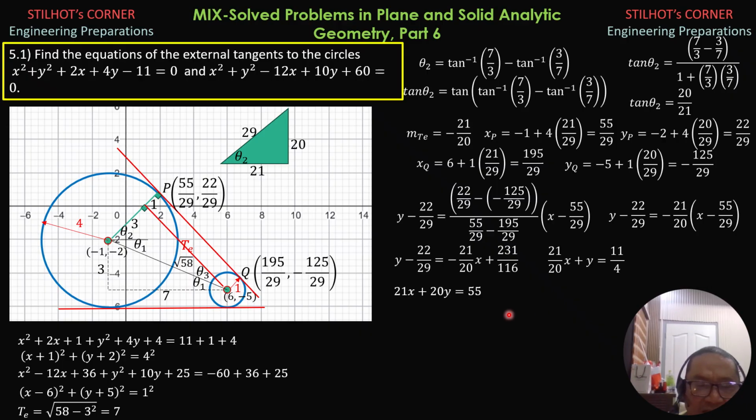So this is the equation of this external tangent, and the other one is y equals negative 6. So 21x plus 20y equals 55. The other equation is y equals negative 6. So that's it for this video.